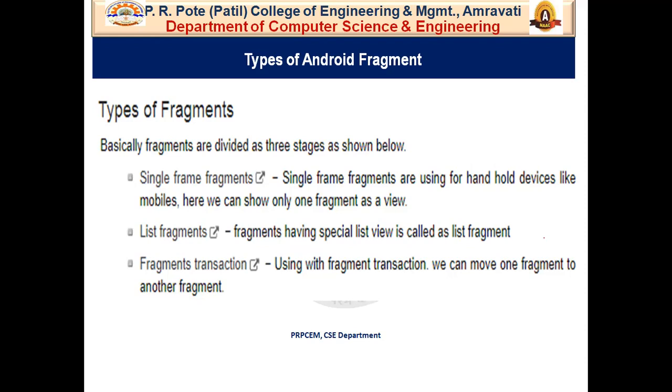In a single frame fragment, fragments are used for handheld devices like mobiles. Here we can show only one fragment as a view. There is only one frame, and we can change the fragments, but it's all in one activity and in only one frame. Then a fragment having a special list view is called a list fragment. The very first one that we saw had a list, we go to the next one, and all in one activity.